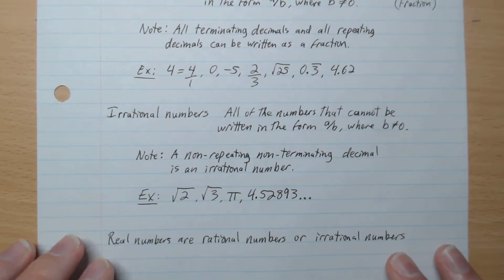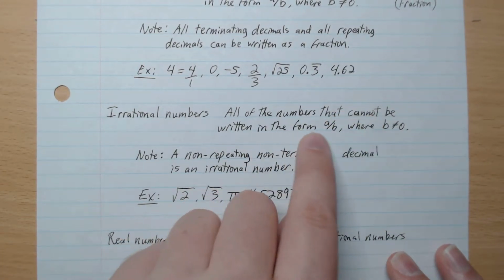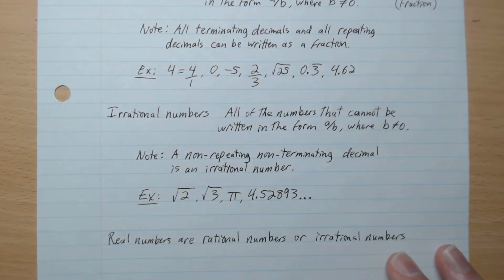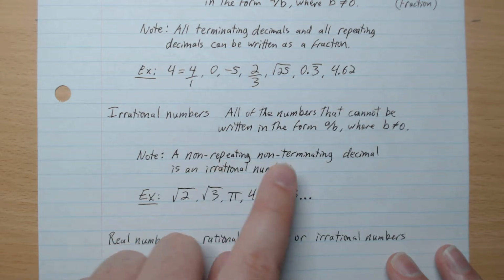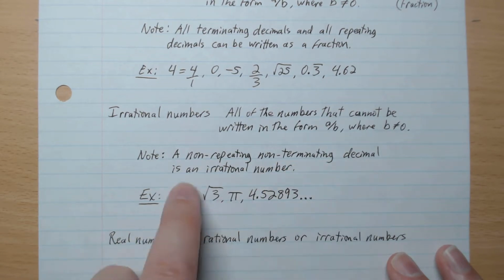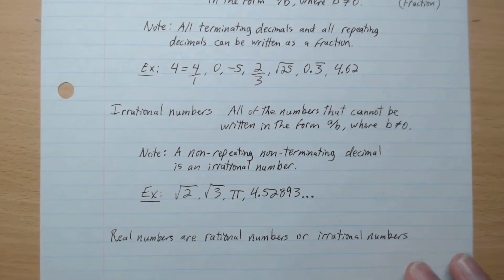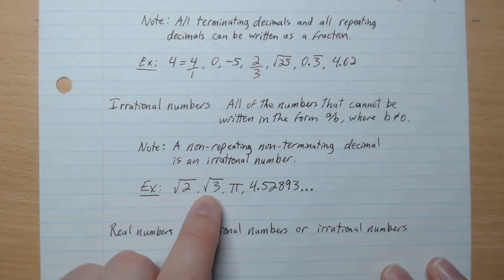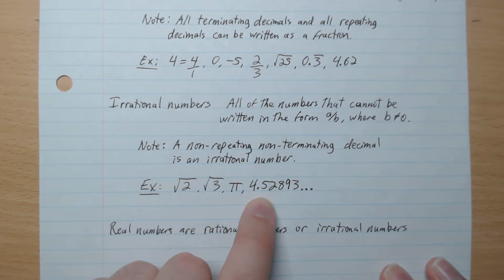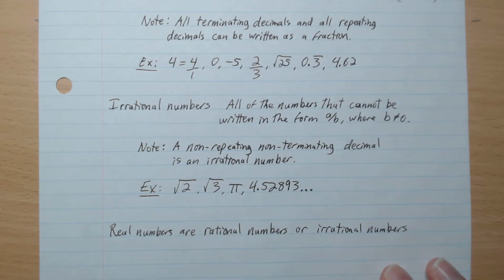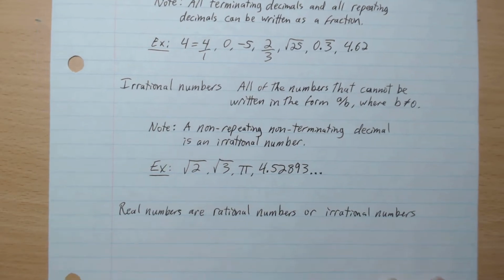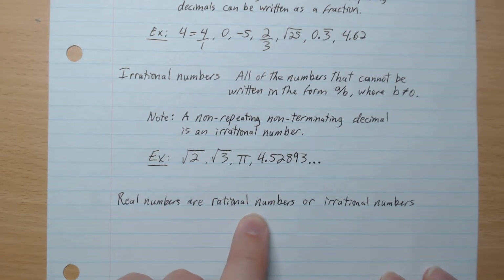Irrational numbers. These are all numbers that cannot be written in the form a over b, where b is non-zero. So note, a non-repeating, non-terminating decimal is an irrational number. A couple examples: root 2, root 3, pi, 4.52893 going on forever, non-repeating, non-terminating. And so real numbers are rational numbers and irrational numbers together. That's what we call real numbers.